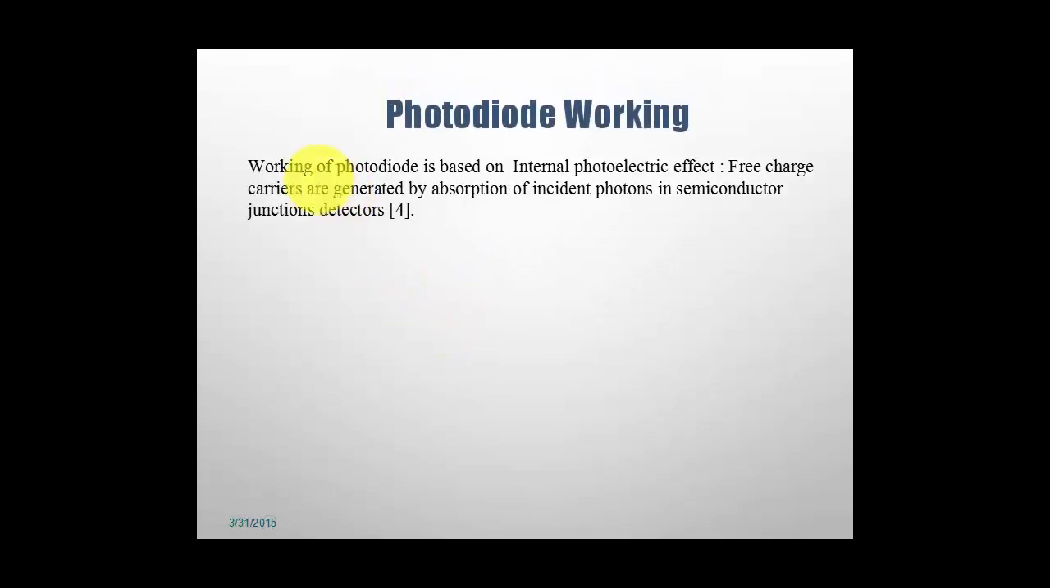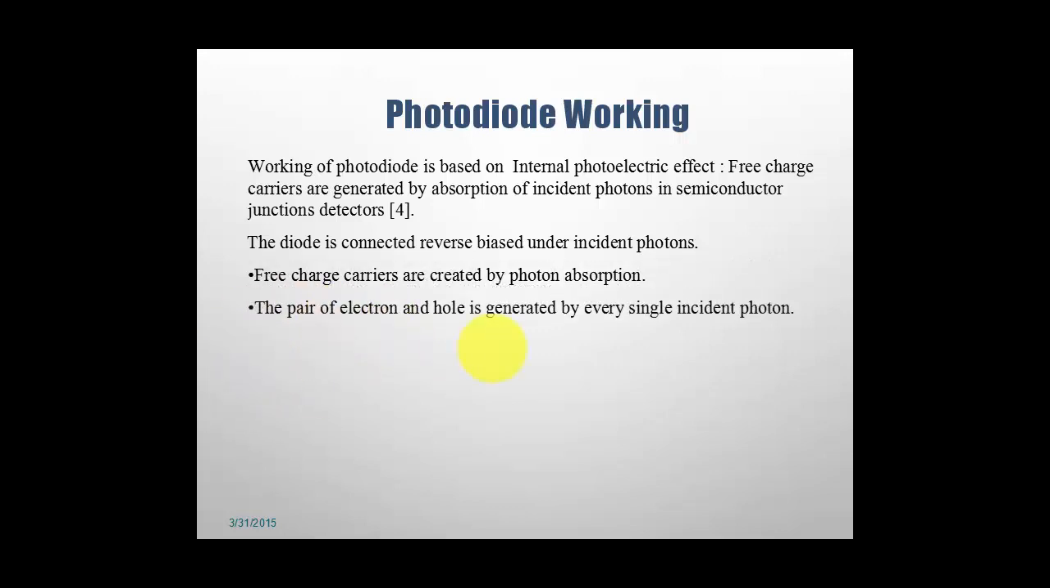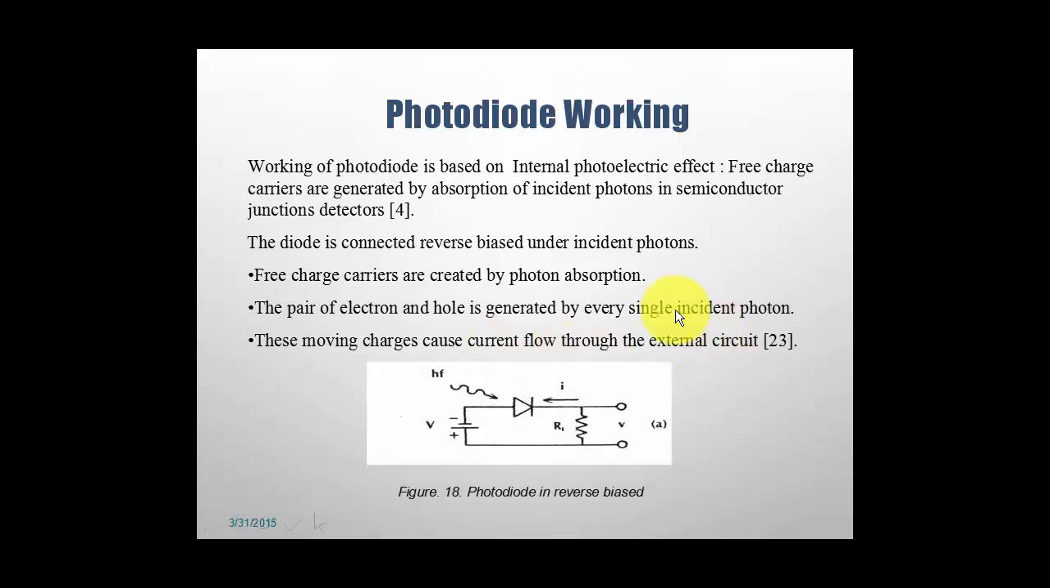Photodiode working. The working of the photodiode is based on the internal photoelectric effect. Free charge carriers are generated by the absorption of the incident photons in a semiconductor junction detector. The diode is connected in reverse bias. Under an incident photon, free charge carriers are created by the photon absorption. The pair of electron and hole generated by every single incident photon, these moving charges cause the current to flow through an external circuit. This one is a photodiode connected to the reverse bias. This one is the load resistance.